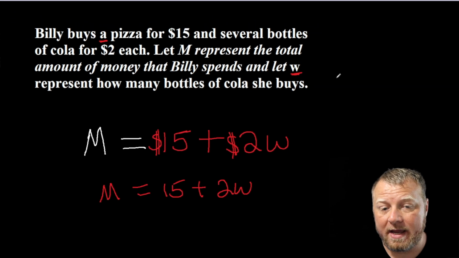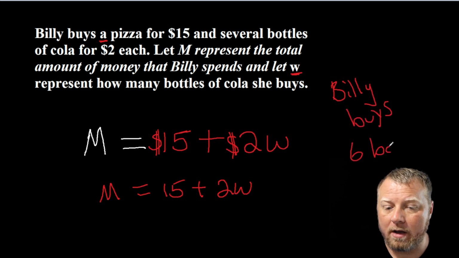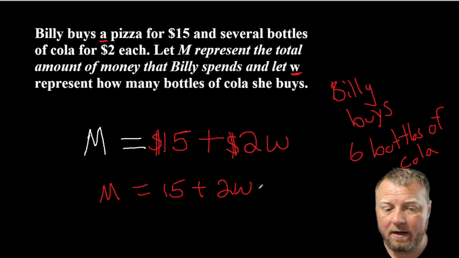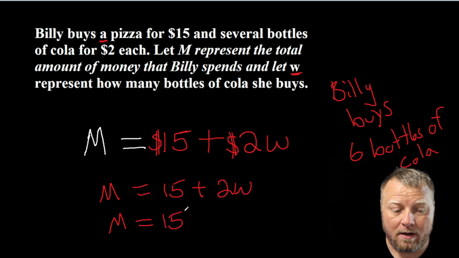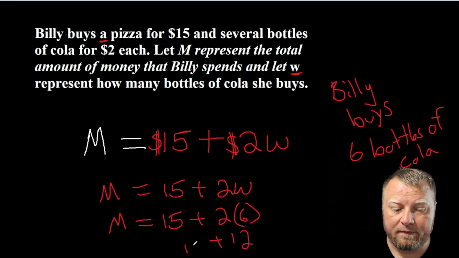Now, let's just say Billy buys 6 bottles of Coke. It's easy to figure out because all we have to do is plug in 6 for W. So how much money did she spend? $15 plus 2, and instead of the W, we put the 6 in there. So 6 times 2 is 12. Plus 15 equals M, and we're talking in dollars.